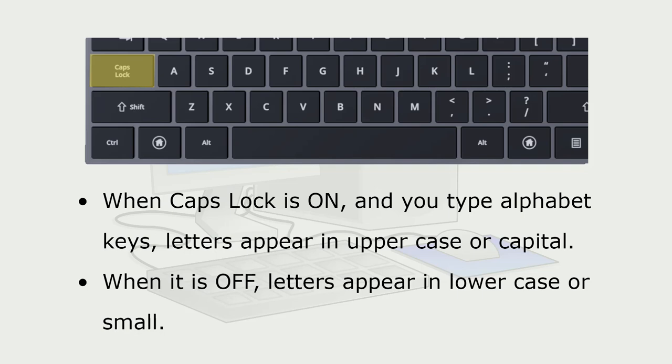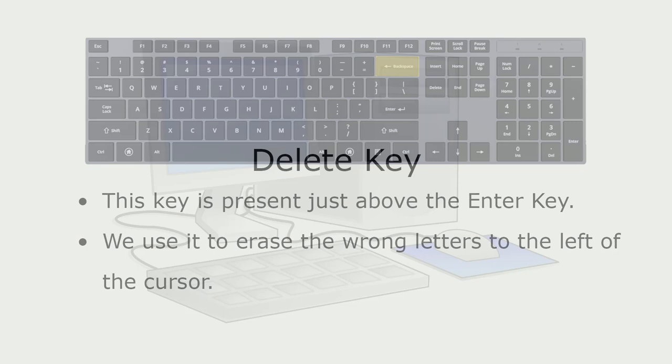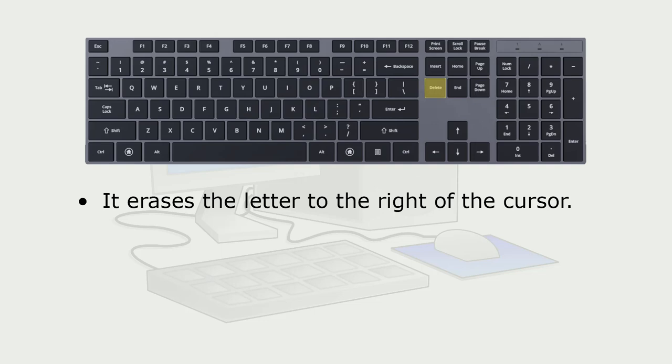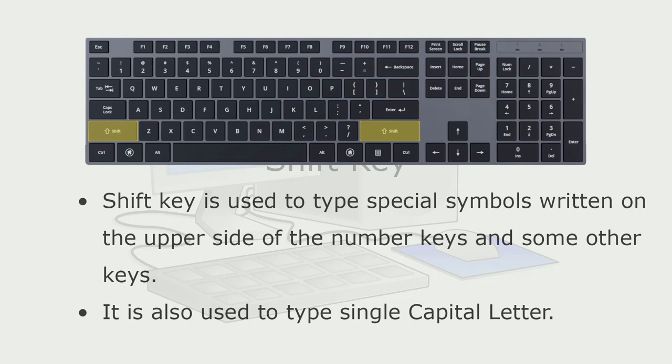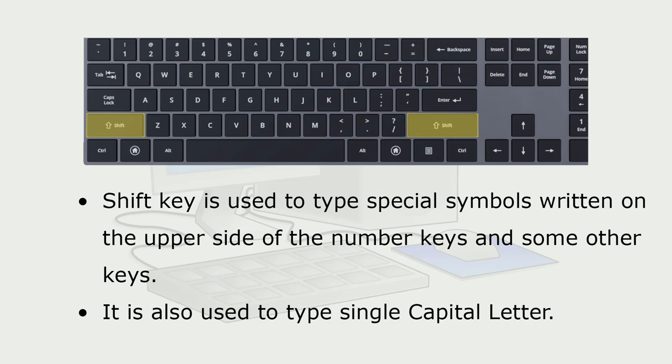Backspace key. This key is present just above the enter key. We use it to erase the wrong letters to the left of the cursor. Delete key. It erases the letter to the right of the cursor. Shift key. Shift key is used to type special symbols written on the upper side of the number keys and some other keys. It is also used to type a single capital letter.